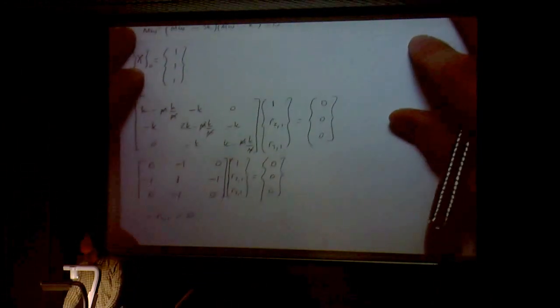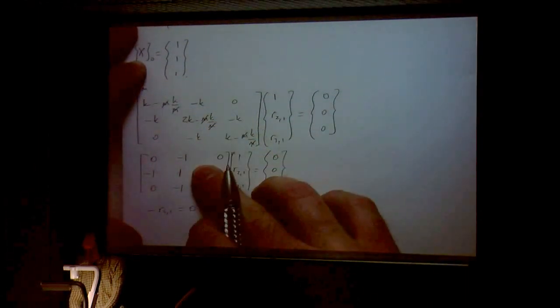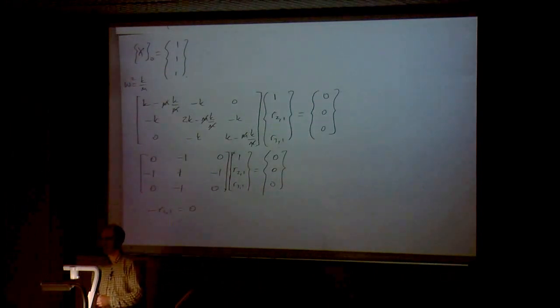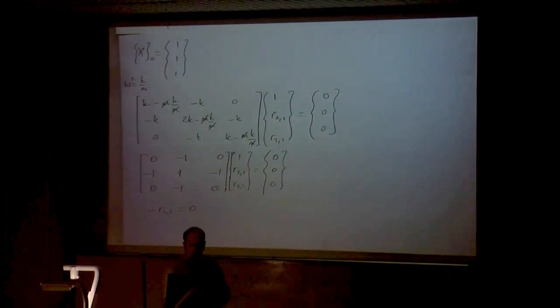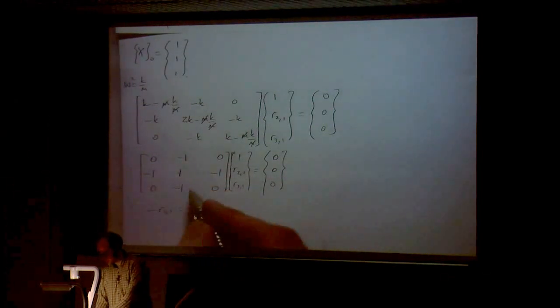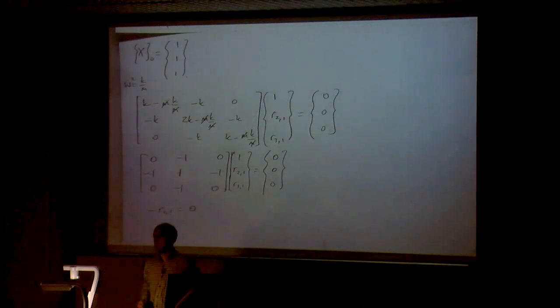Sorry? How do you go from the k part to that one? Yeah, I divide the whole equation by k. Because this is basically k times this whole equation. You get that? Okay.